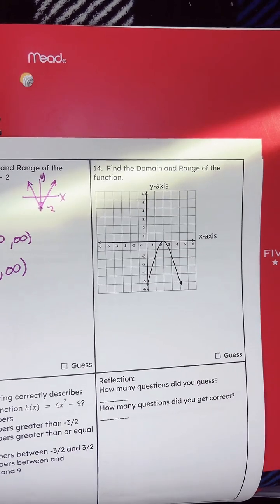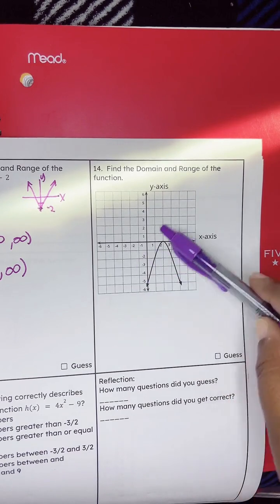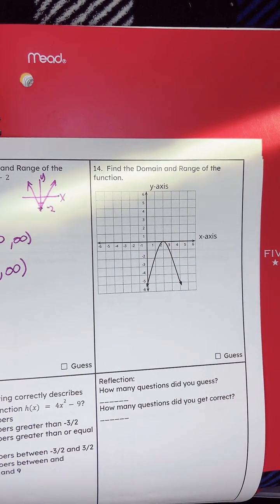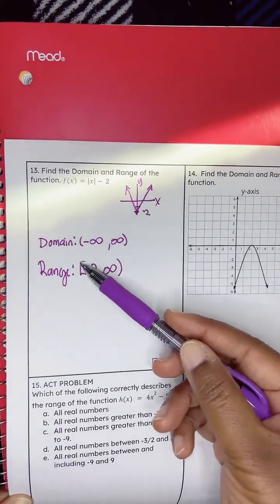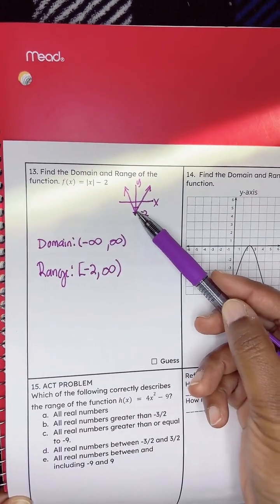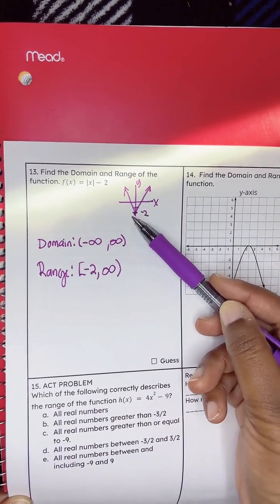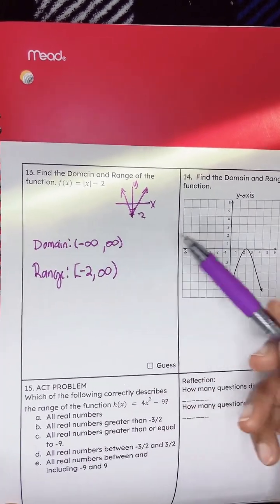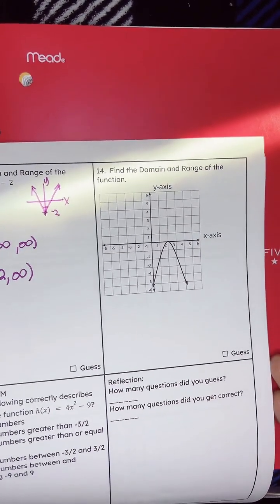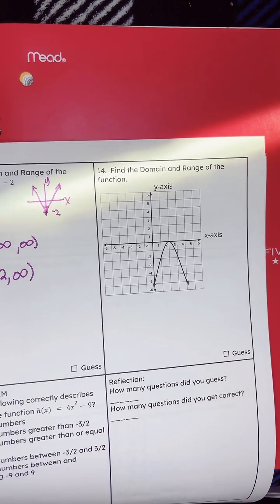So if we want to find the domain and range, this is a U of this parabola. What does the closed bracket mean? Closed bracket means that it includes that number. That's where it starts. It's not an open circle there. It includes it.